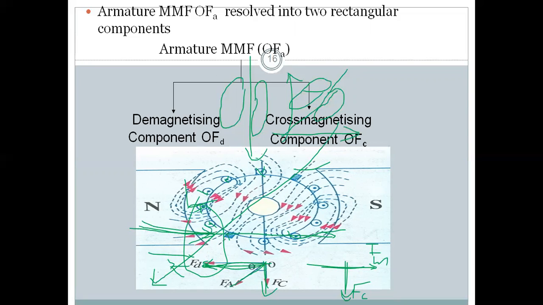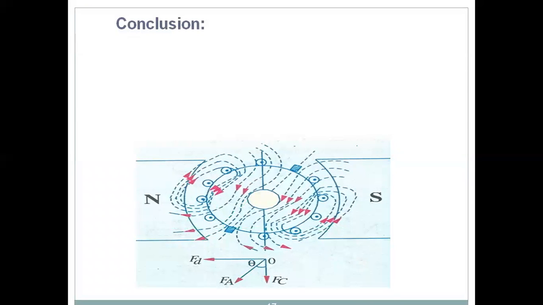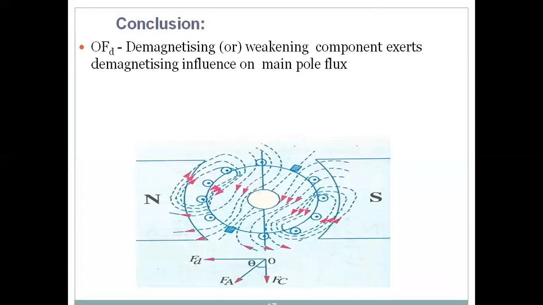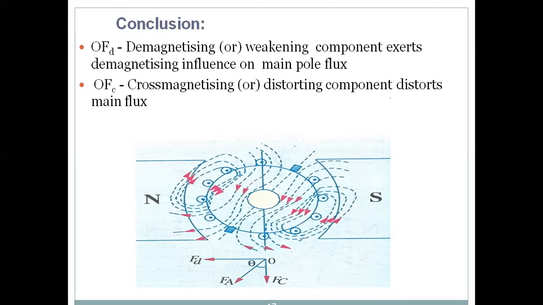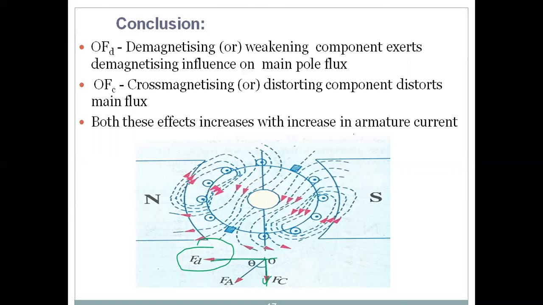Then the armature flux is resolved into two components, the demagnetizing component and the cross magnetizing component. Yes, I am going to conclude this video lecture. The demagnetizing or weakening component on the main flux, OFD, I have shown this one. This one is OFD. It weakens the main flux, and this component of armature flux cross magnetizes, which is nothing but distortion of the main flux.